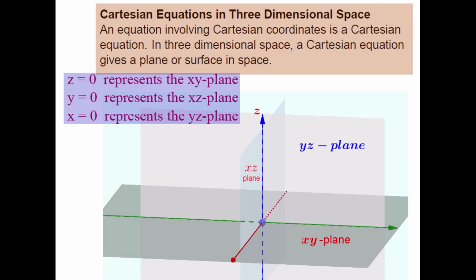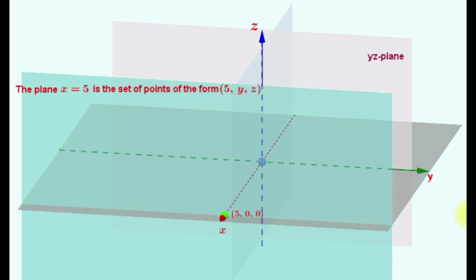As another example, the Cartesian equation x equal to 5 gives the plane which is the set of all points of the form (5, y, z), where y and z are real numbers. This is a plane passing through the point (5, 0, 0) and parallel to the yz plane. This plane x equal to 5 is at a distance of 5 units from the yz plane.